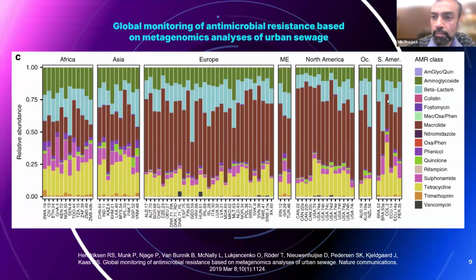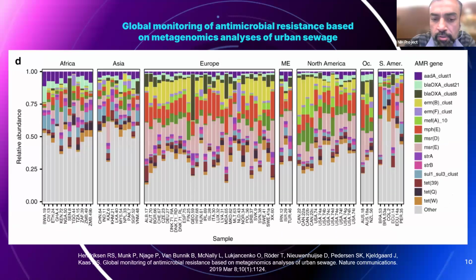So here are some of the AMR classes against which a lot of bacteria from different samples are resistant, these classes or the antibiotics. Likewise, we are also interested in observing what are the AMR genes which are affecting the overall population and are present in the wastewater as well. And these genes and classes could not be identified until and unless we do the genomic analysis of our wastewater.